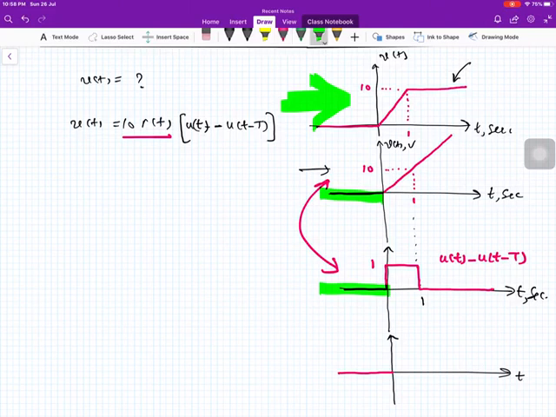Now from t equal to 0 to 1 second, this is 1, and from 0 to 1, this is a ramp signal with a slope of 10. Therefore the product is shown over here. This product is shown like this, and this is equal to 10. What will be after that?